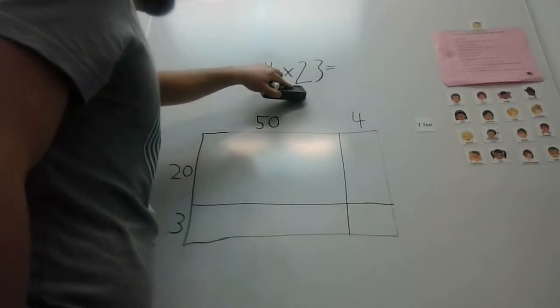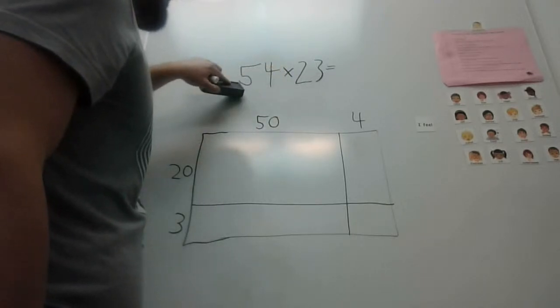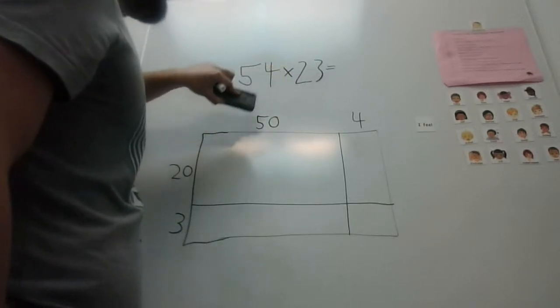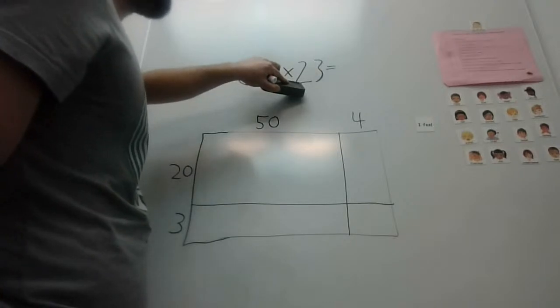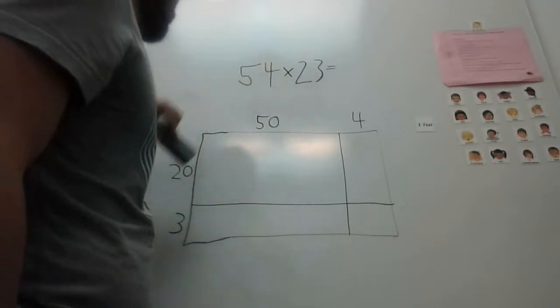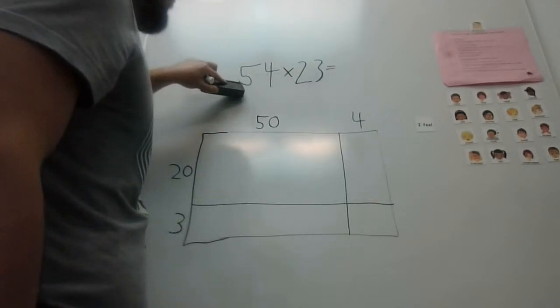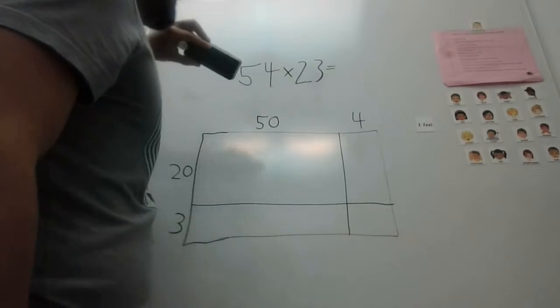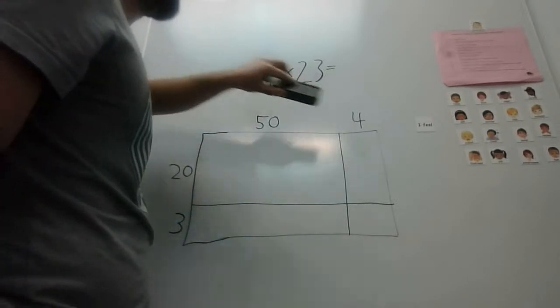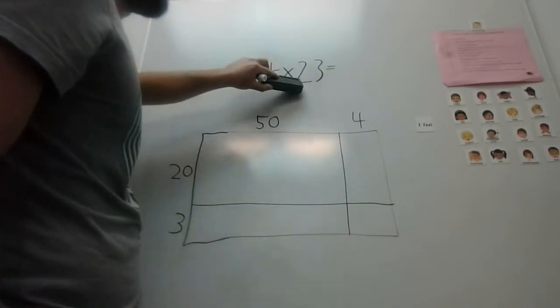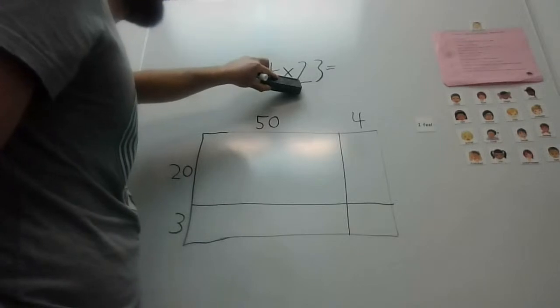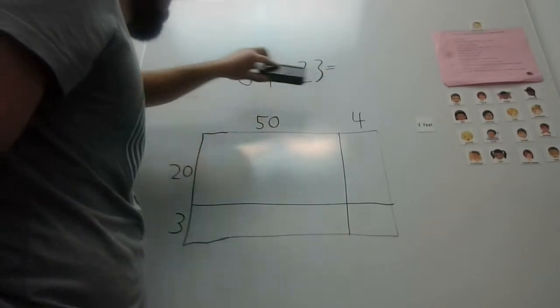54 times 23, so 5 is in the tens place. That is a value of 50. 2 is in the tens place for this number. That's a value of 20. So in 54, the 5 in the tens place has a value of 50. The 4 in the ones place has a value of 4. In 23, the 2 in the tens place has a value of 20. And the 3 in the ones place has a value of 3.